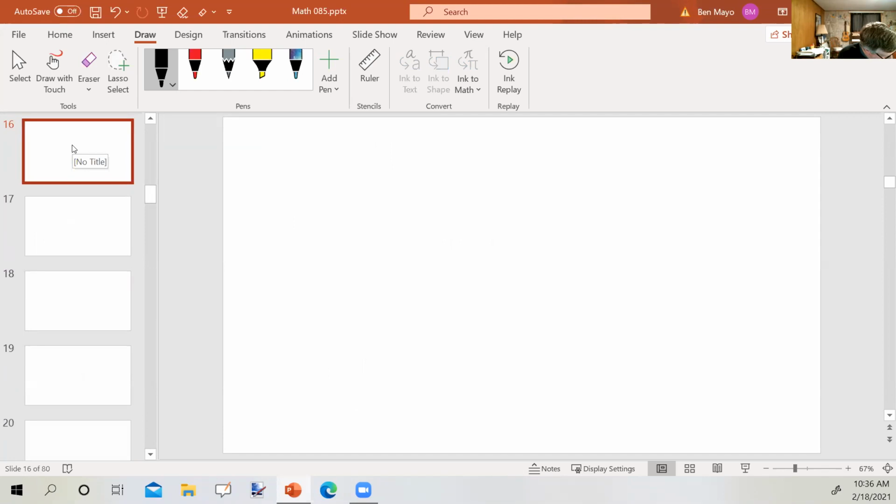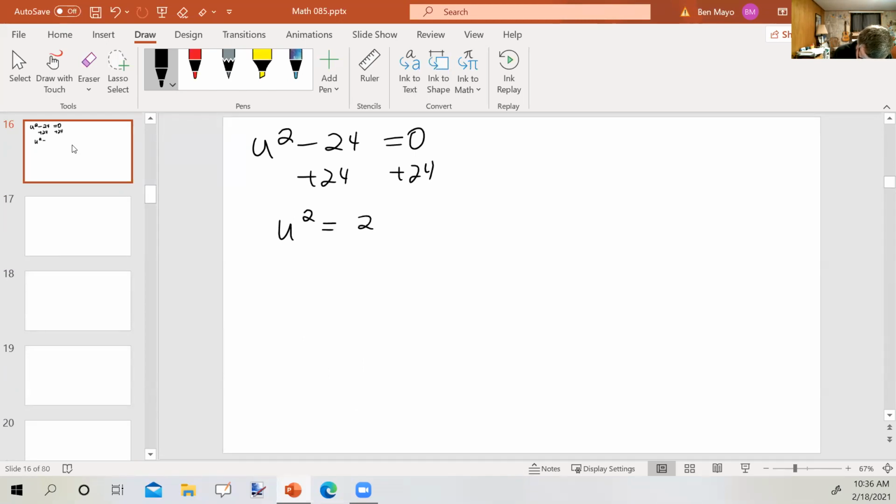Let's say we've got u squared minus 24 equals 0. So I'm going to add 24 to both sides of the equation. u squared equals 24. So now I have a perfect square containing a variable equal to some number. I'll take the square root of both sides, include the plus or minus. So u equals plus or minus the square root of 24.